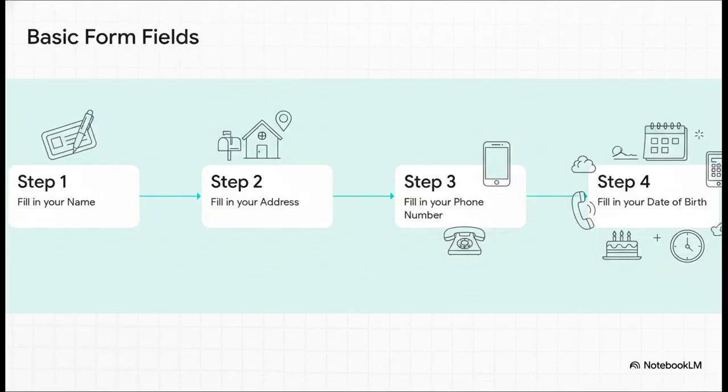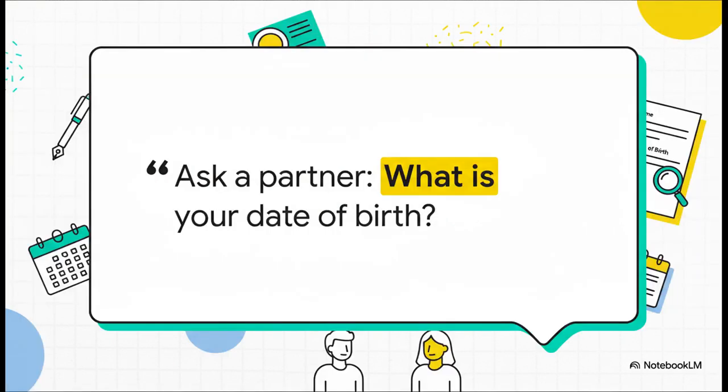So, how does this all come together when you're looking at a basic form? Well, you can almost always count on being asked for these 4 key pieces of information: your full name, your current address, a phone number where they can reach you, and of course, your date of birth. A really great way to get comfortable is to just practice with a friend or a family member. You can try asking each other common questions you'd find on a form, like, what is your date of birth? It just helps you get used to both asking for and giving that personal information.